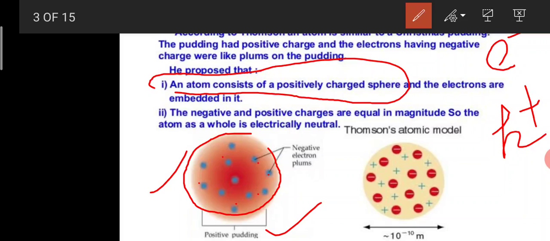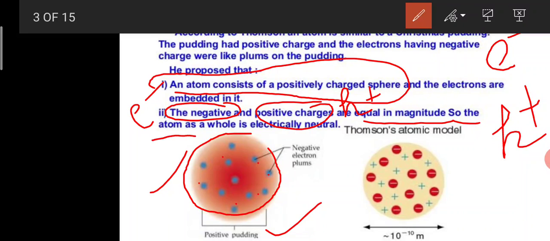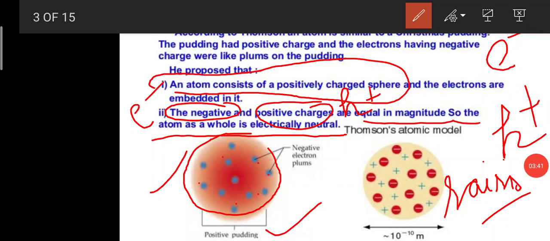The negative and the positive charges are equal in magnitude, in numerical value. So the atom as a whole is electrically neutral. This model is known as the raisin pudding model.